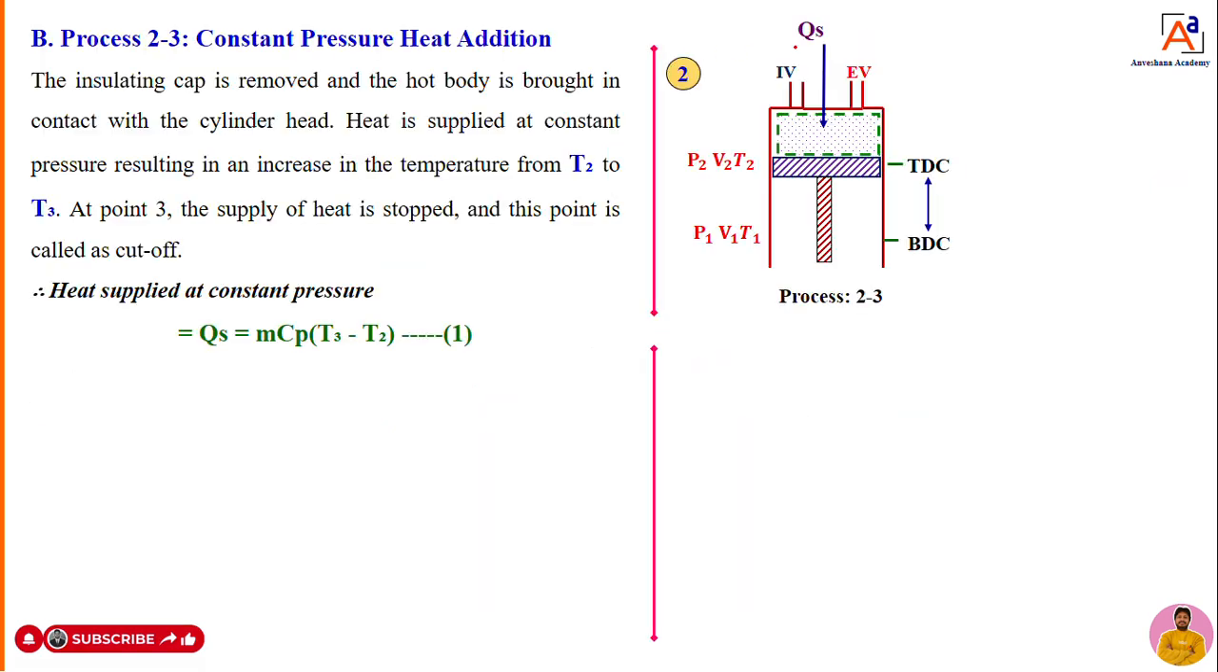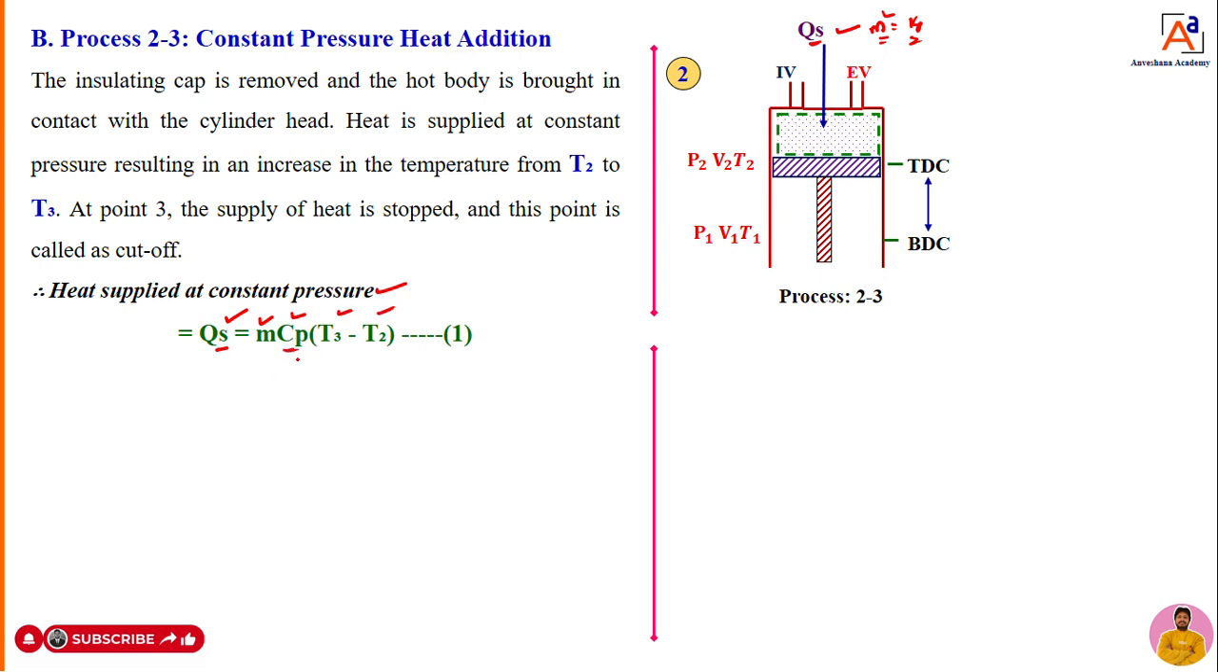You are adding a certain amount of heat here. That means you are going to supply a small amount of diesel, that is the mass of fuel, in terms of kg. With the help of that, we can calculate the heat supplied. How to calculate that heat supplied? You can see here, dear students. The heat supplied can be calculated at constant pressure using this equation: Qs is equal to m into Cp into (T3 minus T2).